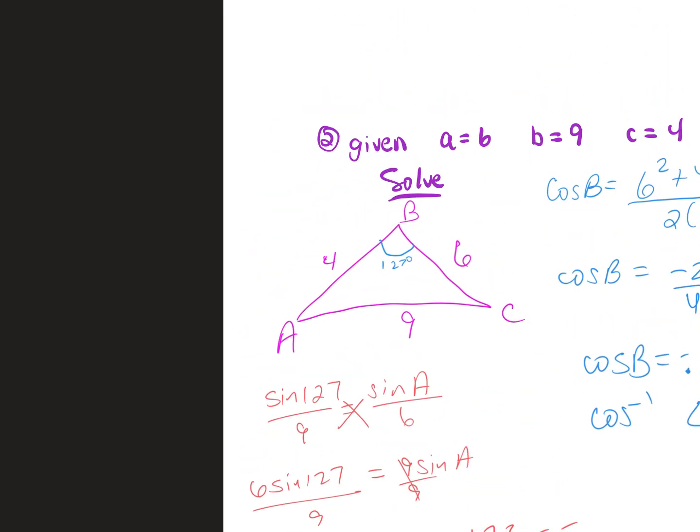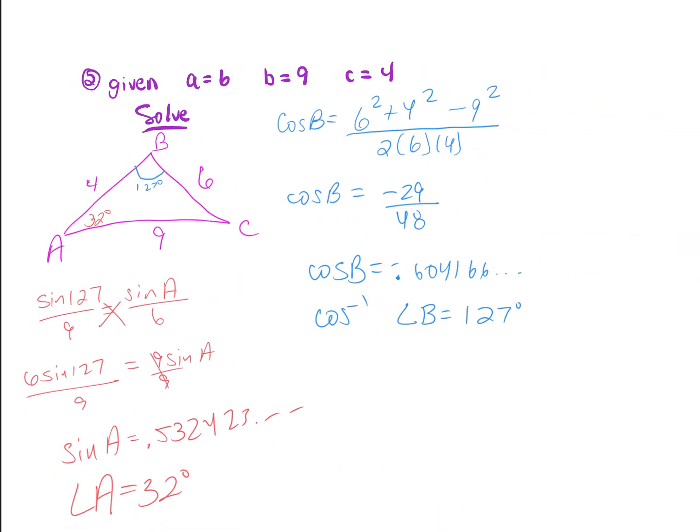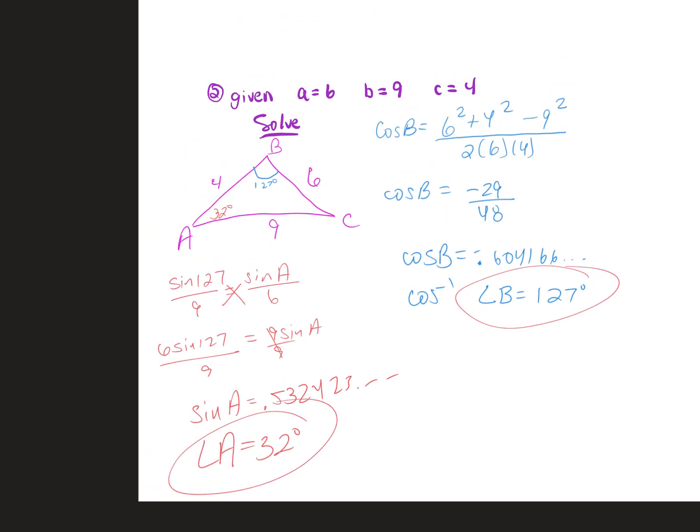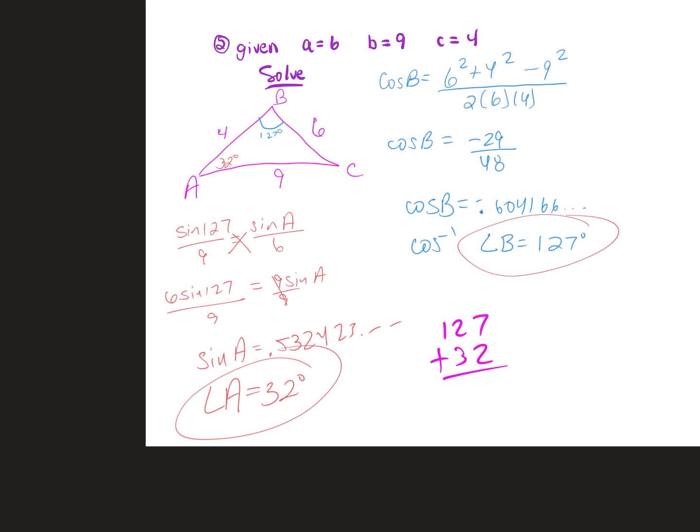So on a test or a quiz, I don't want to be searching for your answers. There's a lot of work here. So just circle. Just be like, okay, B is this. A is this. How do I figure out the angle that's missing? I add. I'm going to add 127 plus 32 and get what? 159? So 159 degrees are already accounted for. I'm going to take 180 minus that and get what? Okay, so the last angle is 21 degrees.